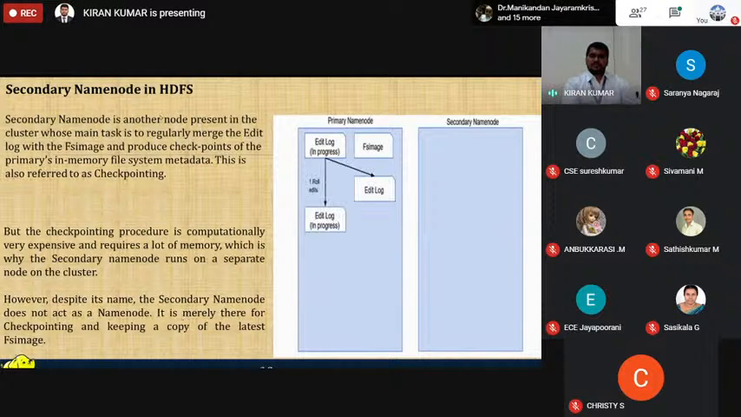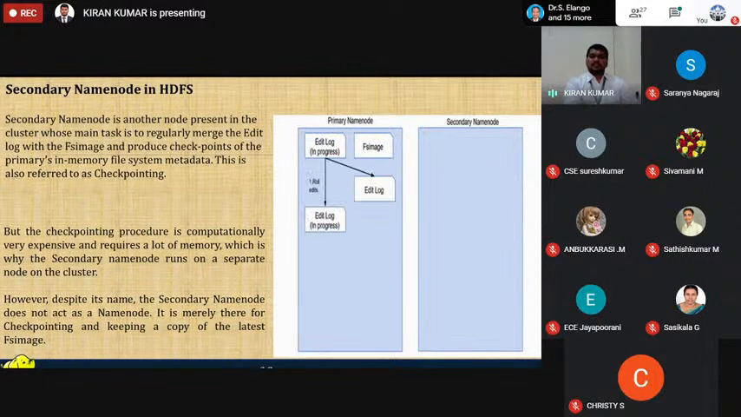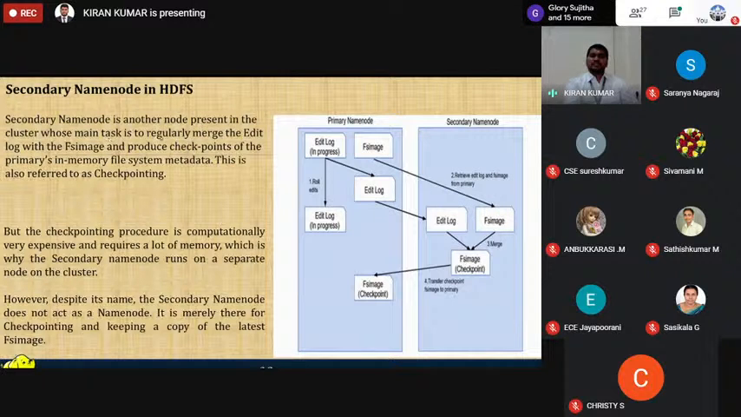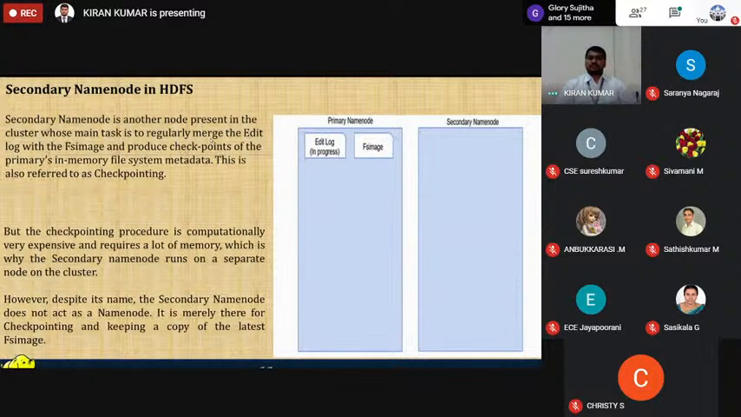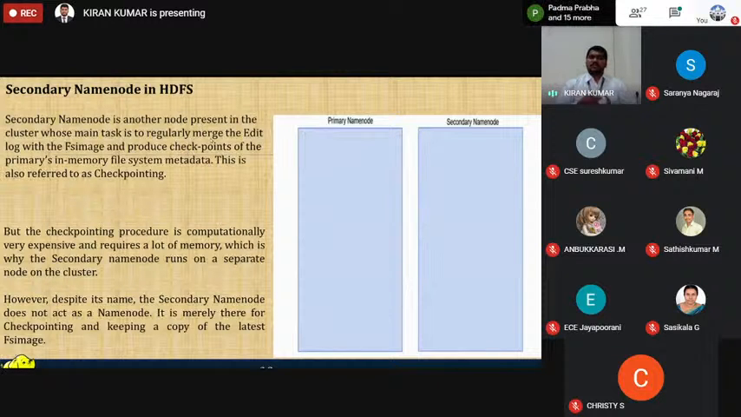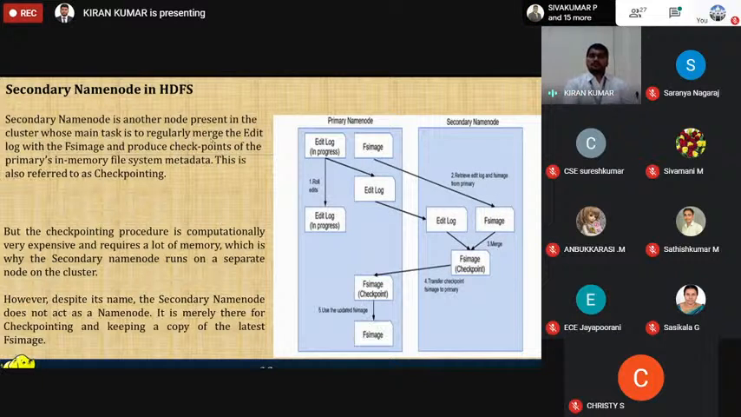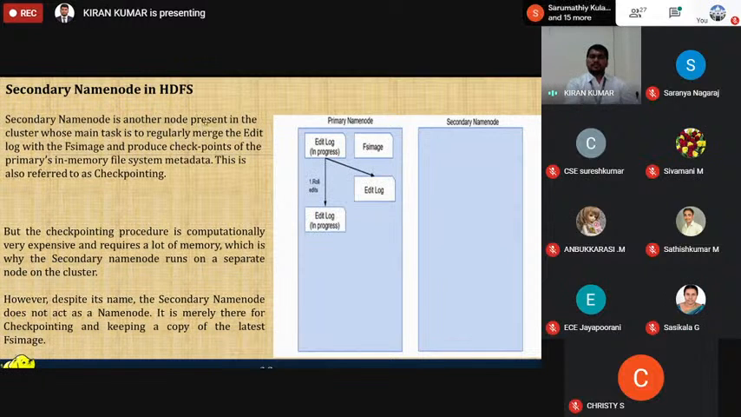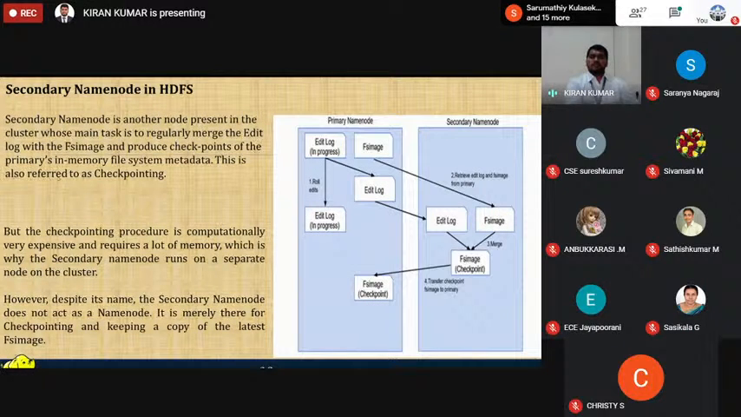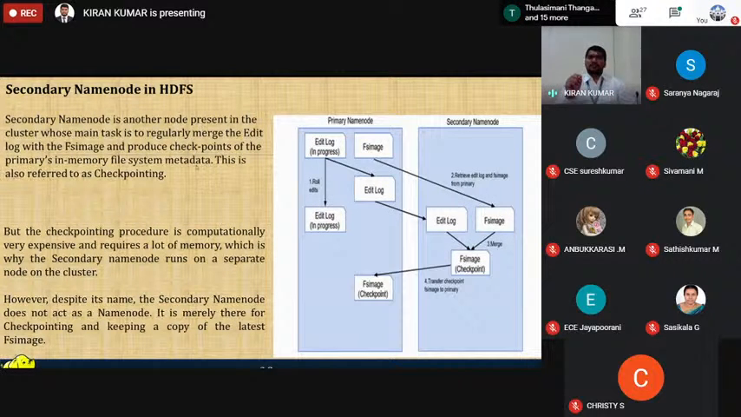So first let me go through these statements, then I'll come to the animation and explain. The secondary name node is another node present in the cluster whose main task is to regularly merge the edit log with the FS image. We know the name node has two files, the FS image file and the edit log. In the FS image we come to know what files and directories are available. In the edit log we know what recent updates happened in the architecture. So the job of the secondary name node is to combine these two files and produce the checkpoints of the primary's in-memory file system metadata.